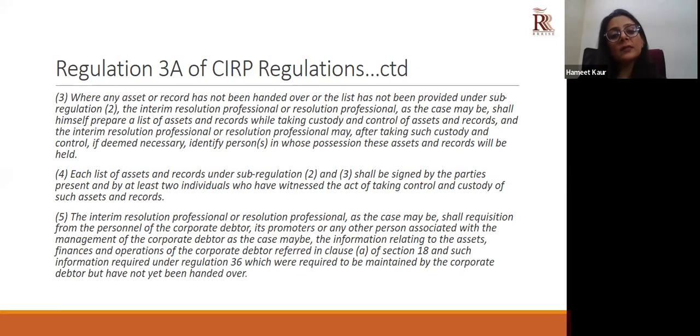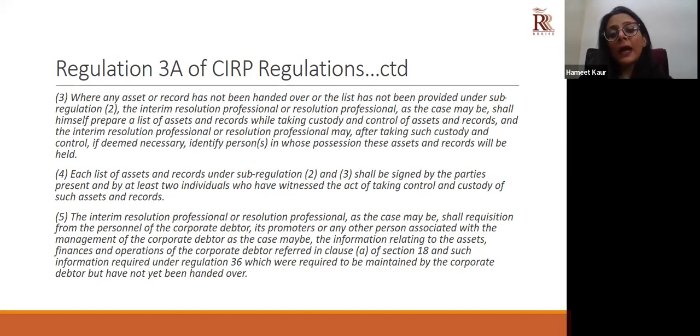Each list of assets and records under subregulation 2 and 3 shall be signed by the parties present and by at least 2 individuals who have witnessed the act of taking control and custody of such assets and records. Earlier also we used to follow this process, but now this has been made mandatory for all. We normally call it Panchnama, which is signed and witnessed, right?